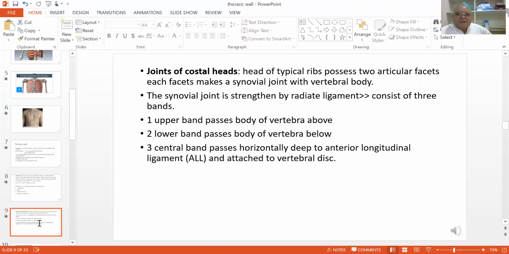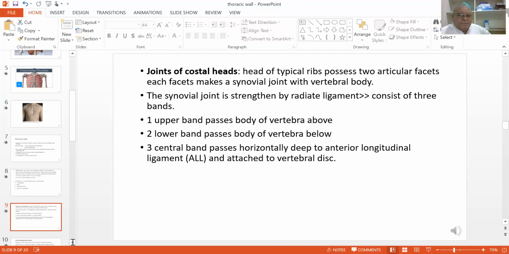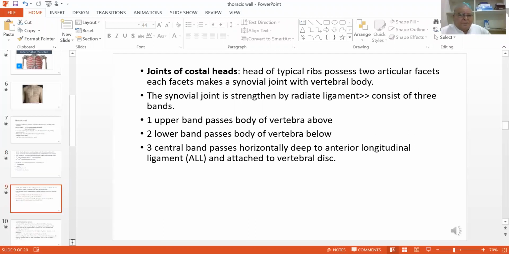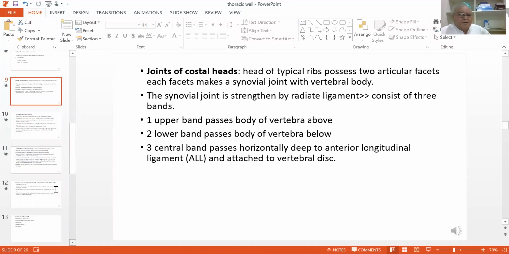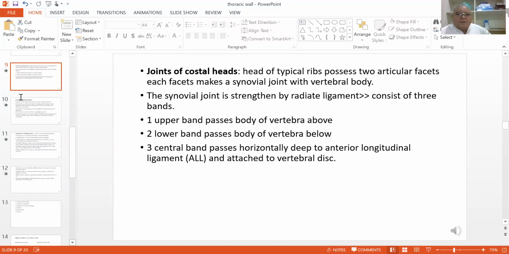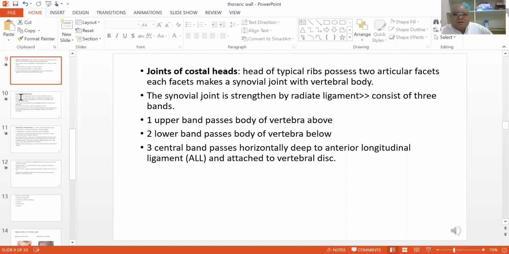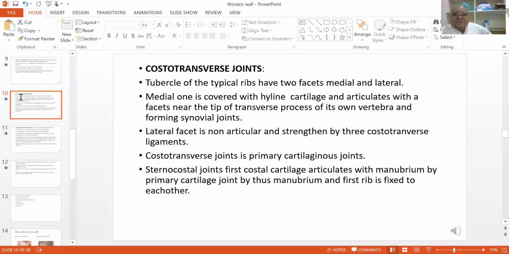Joints of the costal head: the head of a typical rib possesses two articular facets. I showed you already, they form the synovial joints with the vertebrae. And the costotransverse joints: the tubercle of the typical rib has two facets, medial and lateral, and they form the joints.